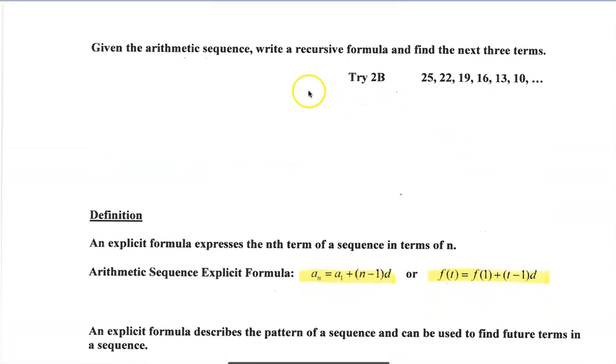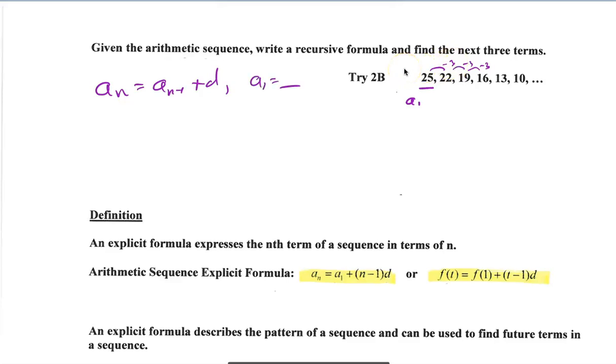So if I wanted to write a recursive formula for this function here, here's my A1, that's the first term. And then what's going on with all these? Look at the pattern. We're subtracting 3 each time. So a recursive formula looks like this. And we need a special rule, like A1 equals something. That's how you write a recursive formula.